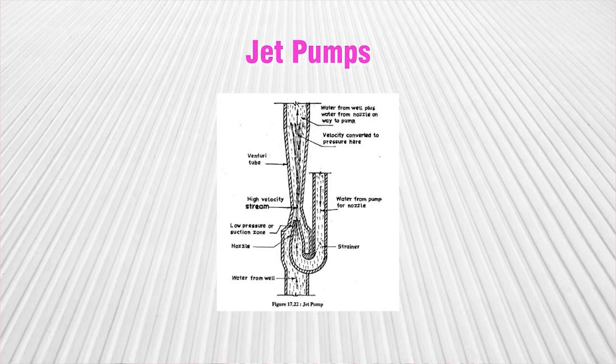If we look at the schematic of the jet pump in figure 17.22, you can clearly see the venturi tube, the nozzle, and you can see that there is a strainer provided into the system. The water from the pump enters the system, a low pressure or suction zone is created, which causes the suction of water from the well, and ultimately the output will include both the water that has been extracted from the well as well as the water that has entered from the nozzle.